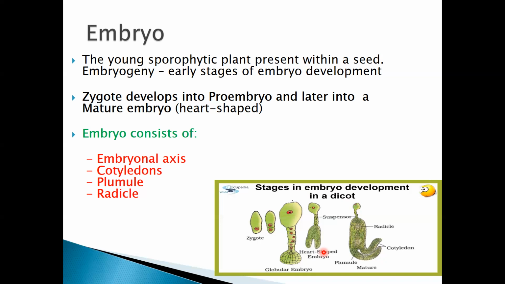Now, what all things does the embryo consist of? The embryo consists of the embryonal axis, cotyledons, that is the layer or the covering, plumule, and radicle. Okay, plumule and radicle.